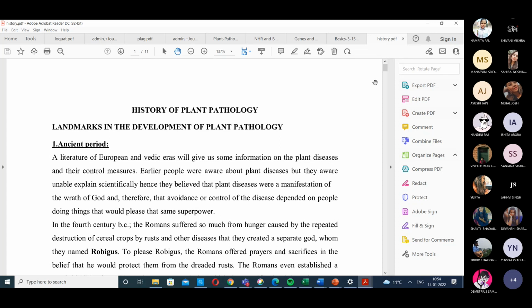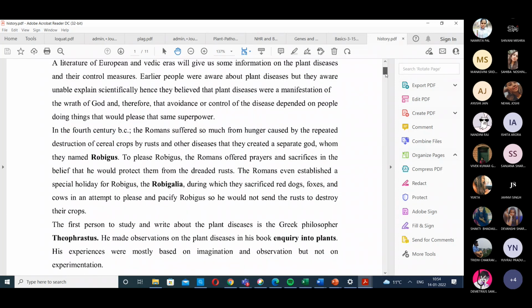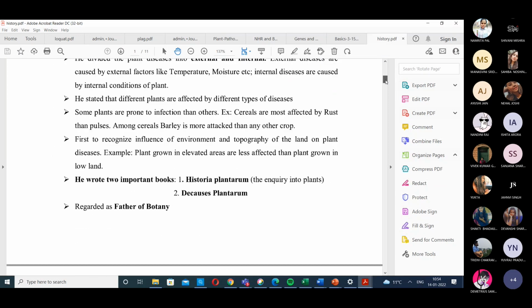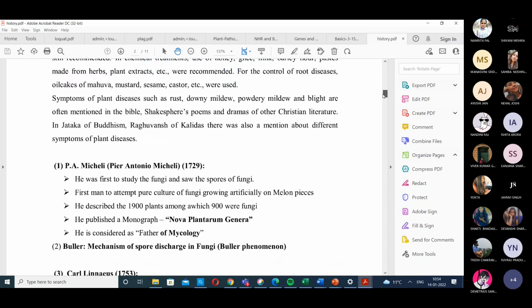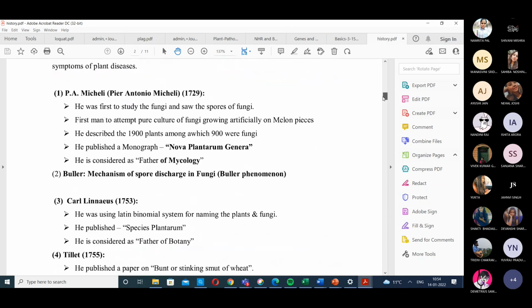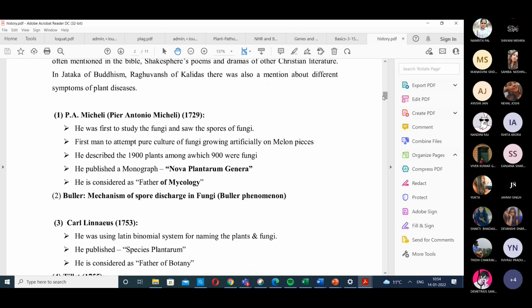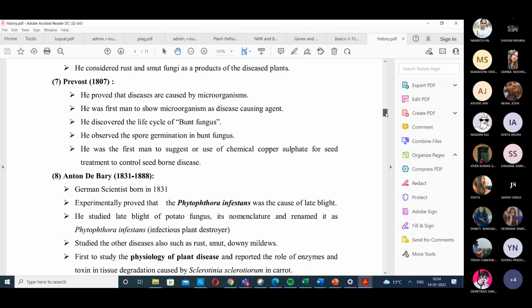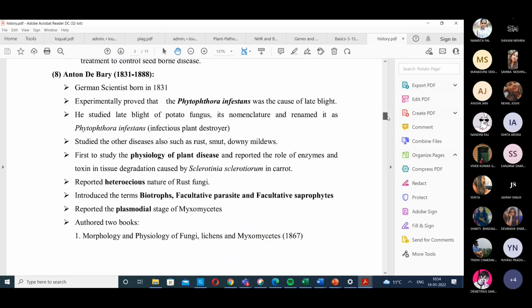So again, the history part is important. So I don't want you all to mug up everything, right? It is not that you need to remember everything, but history is important. Theophrastus is important. Then some Indian history, then some of the initial histories, such as Carl Linnaeus, what he did, right? Then P.A. Micheli, he was the father of mycology, what he did. Then again Prevost, what he did. Then Anton de Bary is important because he has done a lot of work, right?